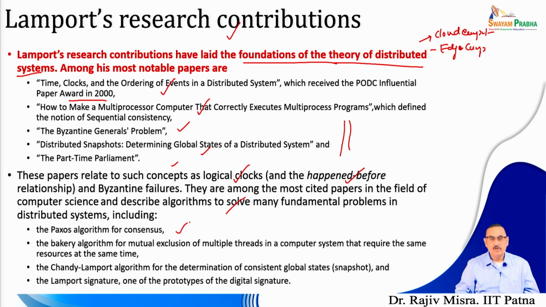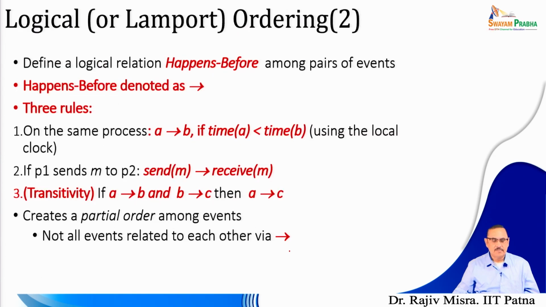Notably, his work includes designing the Paxos algorithm for consensus. All the internet based applications which are running use this Paxos algorithm. There is also the Bakery algorithm for mutual exclusion, the Chandy-Lamport algorithm for determining global state snapshots, and so on. All these are seminal works of Leslie Lamport. We have just remembered it in his honor, that whatever we are studying in edge computing and cloud computing all have the fundamental contributions to distributed systems developed by Leslie Lamport.